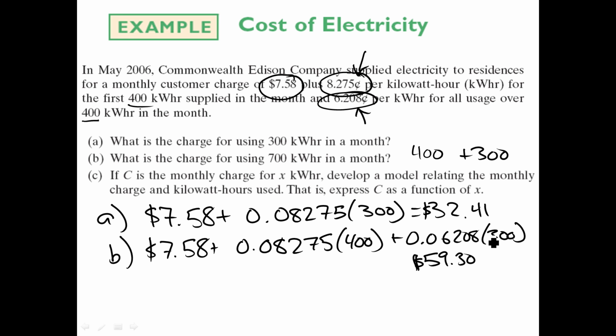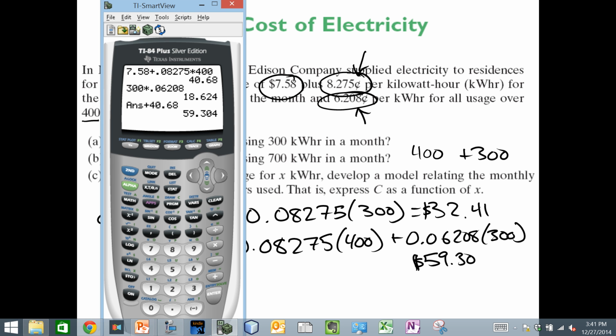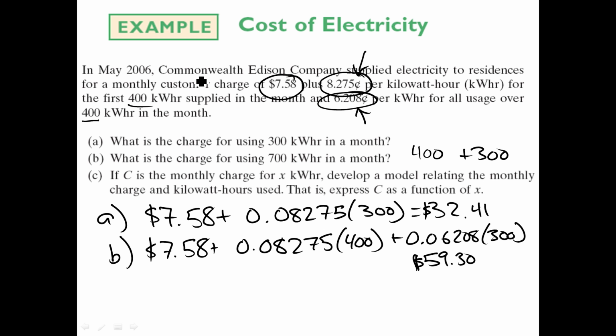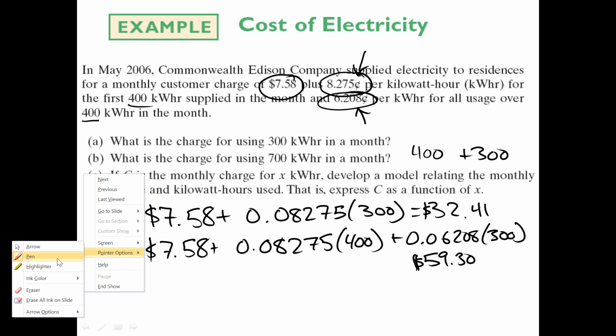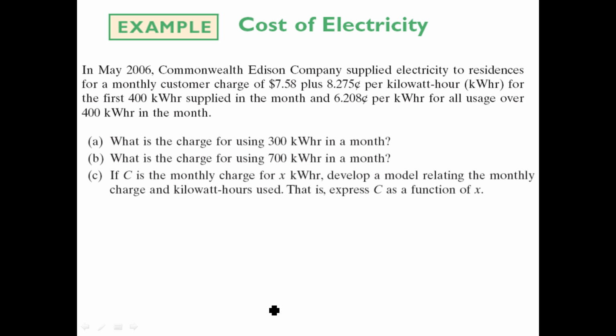Okay, so now the reason that I calculated this first amount, the 40.68, the first 400 hours, is that how can we develop a model relating the monthly charge for kilowatt hours used? And the way we're going to do that is to come up with a piecewise function. So let me clear off all this, and let's see if we can do this.